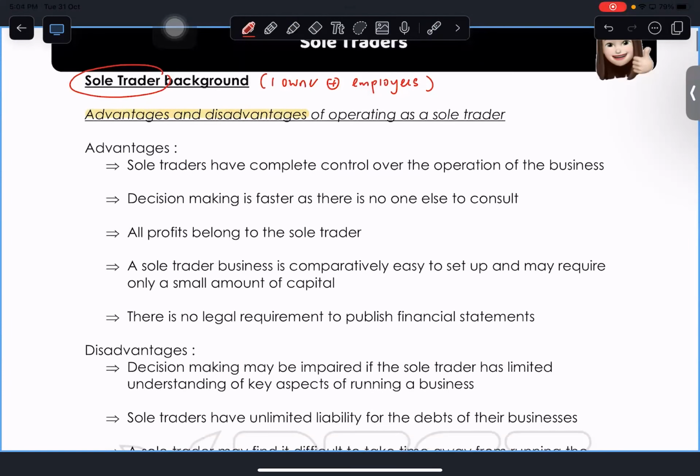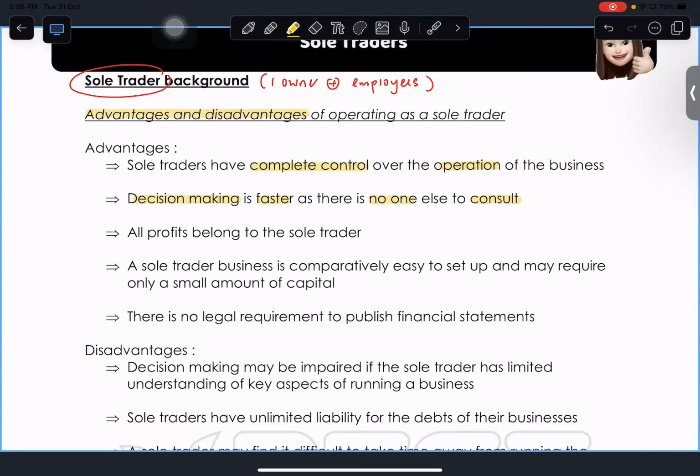Okay, advantage is since we just say only one owner, right? You can have complete control over the whole operations. Okay, no one will disturb your decisions. And then the decision making would be faster since they no need to consult anyone. Okay, they can decide themselves.